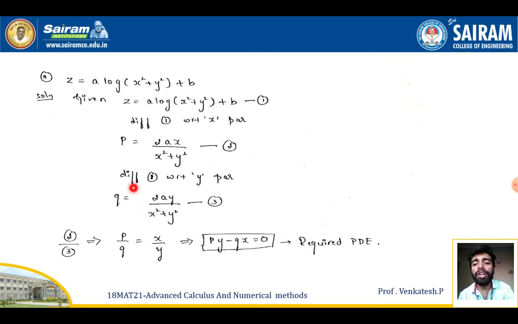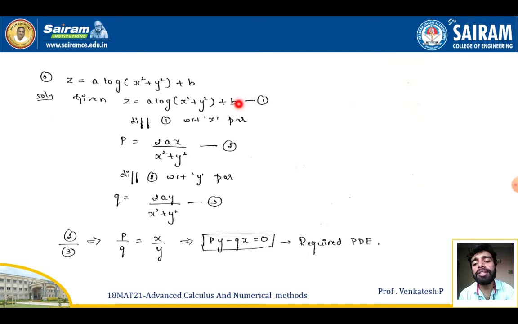Similarly, differentiating equation number 1 with respect to y, I will get q is equal to, log will become 1 by x square plus y square, keeping a as it is, and differentiating y square I will get 2y. So I got the equation 2ay by x square plus y square. Here we can observe that we could not find the value in terms of b.